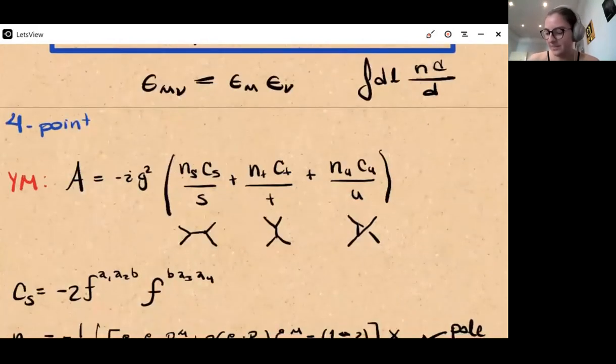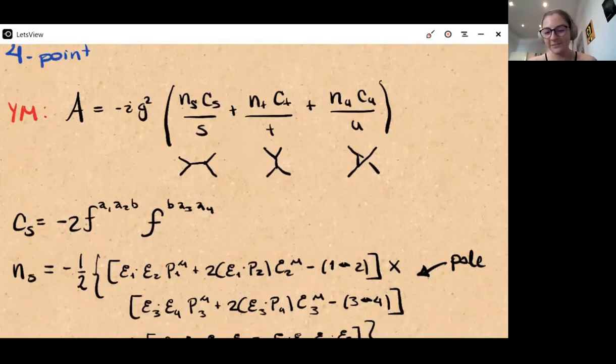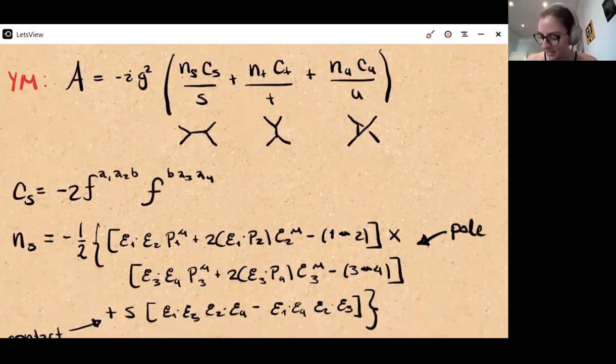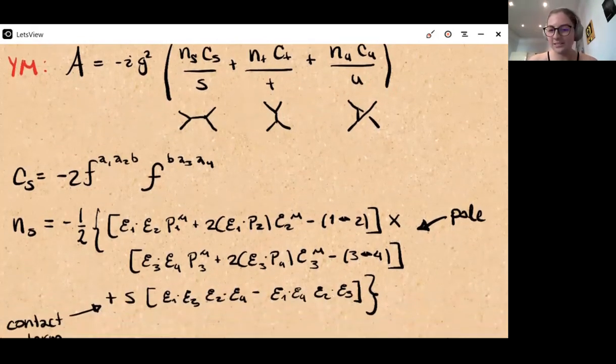Okay, so I'm actually going to show the explicit example for Yang-Mills to gravity. So for the 4-point, actually expanding that expression that I showed before, now for the 4-point it is just S channel, T channel, and U channel contributions. And here I'm going to show you explicitly what that color factor looks like for Yang-Mills.